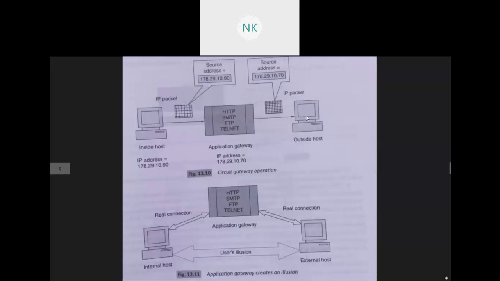So first, suppose this one is the user and this one is the server, or the host. This one is the source and this one is the destination. Suppose a user wants to send a message from source to destination, or wants to communicate with this host. First, this user communicates with this application gateway through a TCP/IP connection.